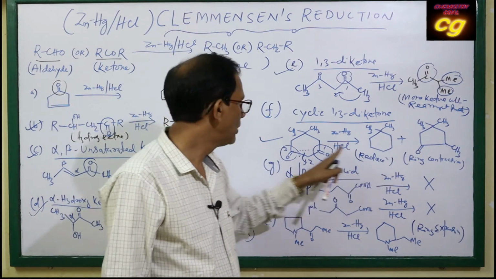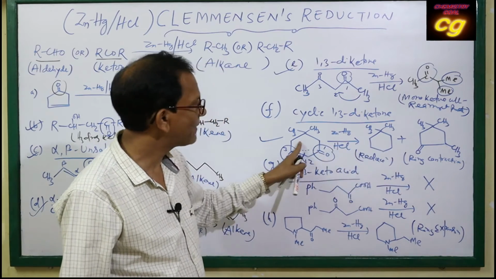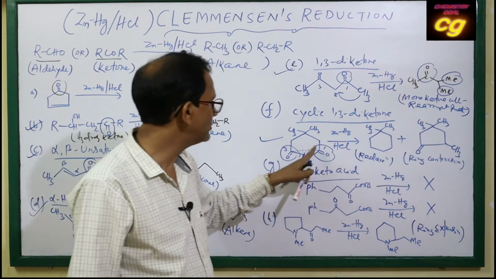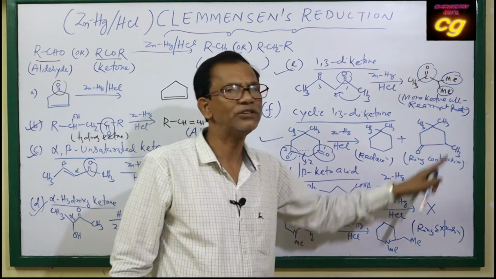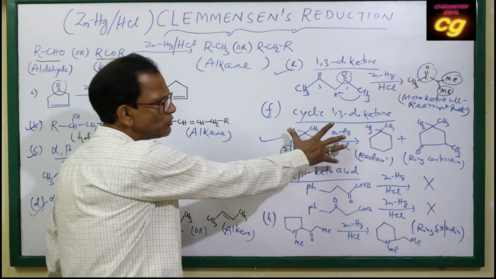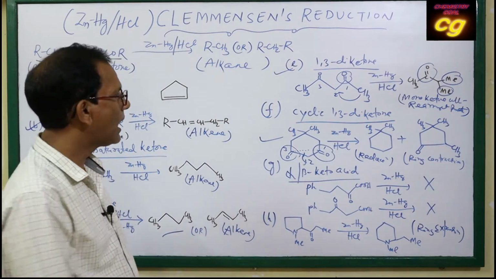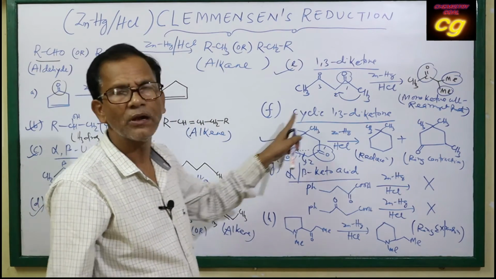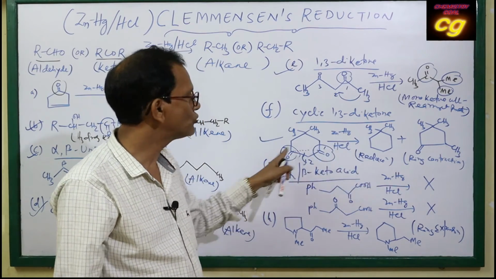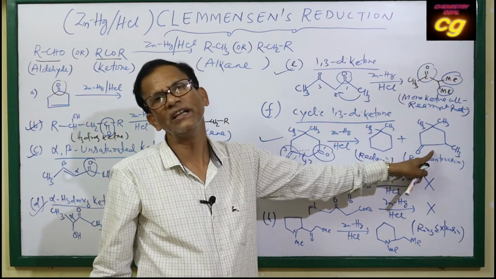Fully reduced product and partially reduced product. Partially reduced means diketone converts to monoketone and a ring contraction takes place. So this is also very important. You have to remember how cyclic 1,3-diketone is converted to the completely reduced product and also monoketone with ring contraction.